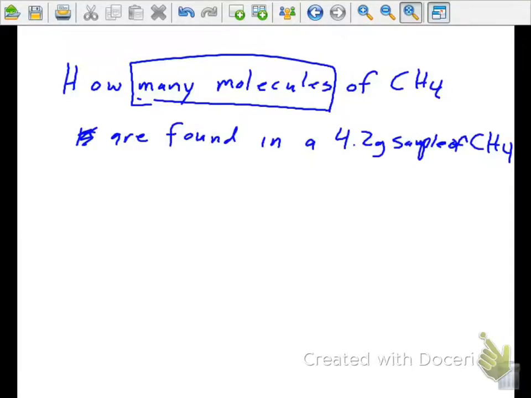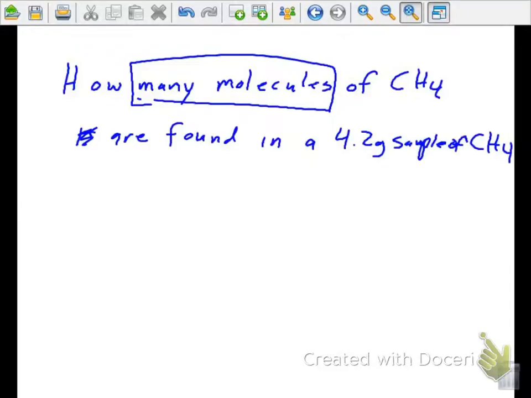23rd. God, you got it. 6.02 times 10 to the 23rd. But I'm going to have to compare that to a mole. So am I still going to have to figure out the molar mass of CH4? I do, because I need to know what a mole is, and the only way I can do that is to convert grams to moles.